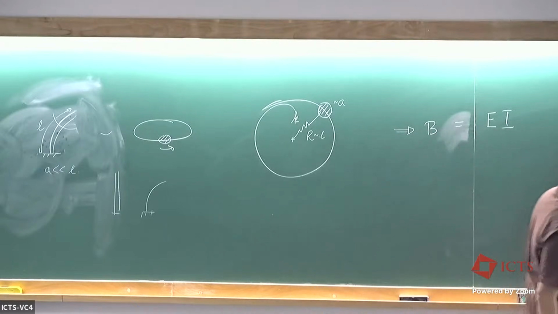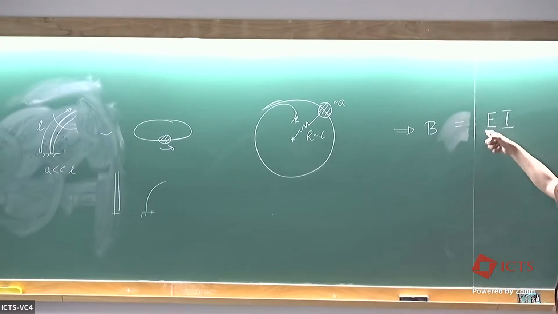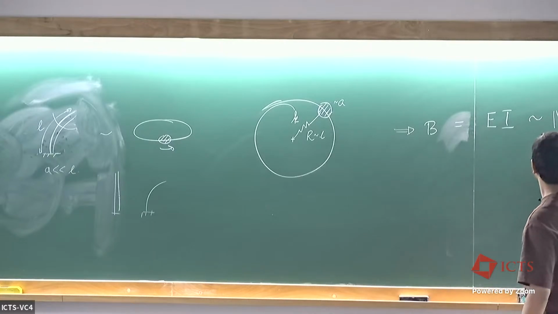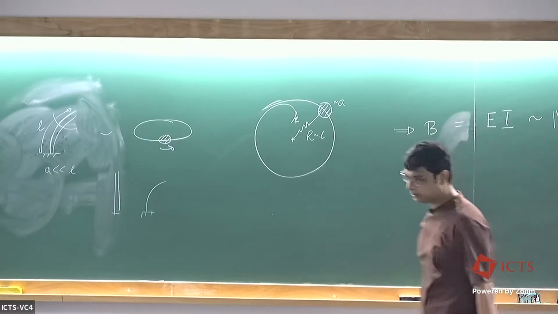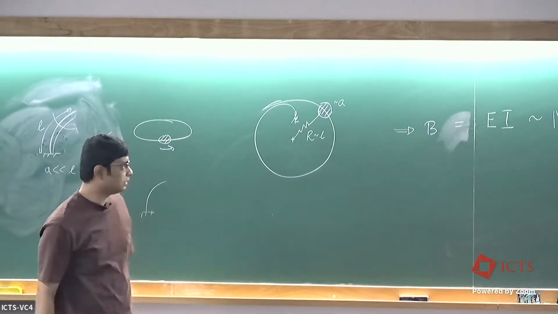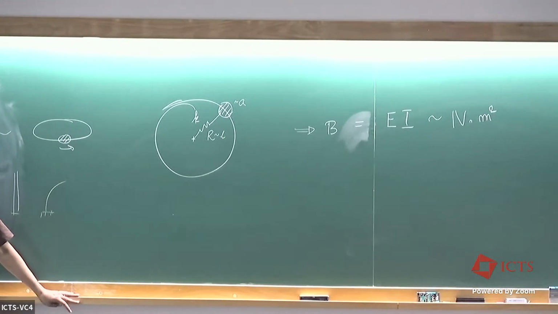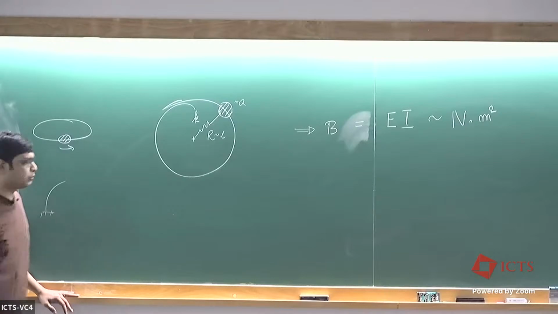This I is called the area moment of inertia. I'm not going to define it, but this has units of force per area. This is units of length raised to the power 4. So this whole thing has units of Newton meter squared. That's my bending rigidity. Fine. So now let's ask another question.